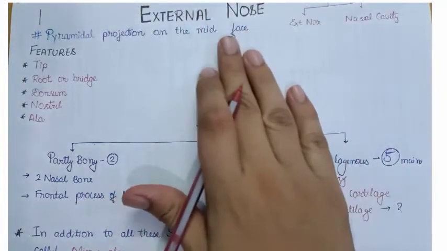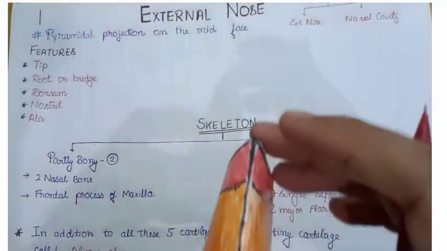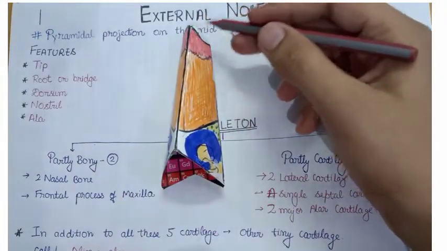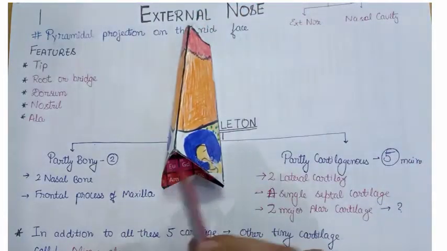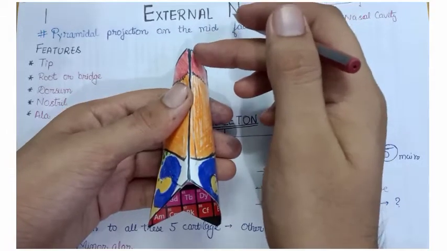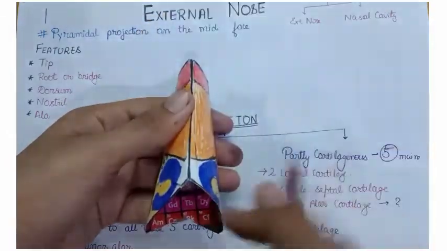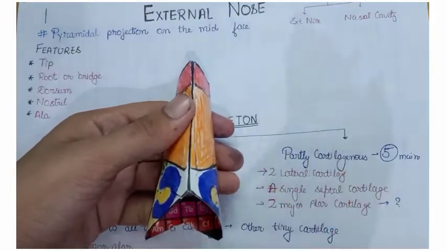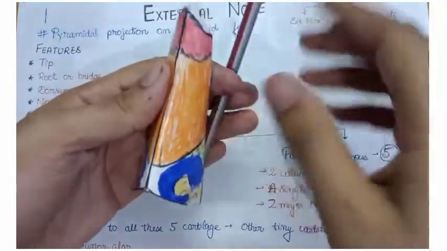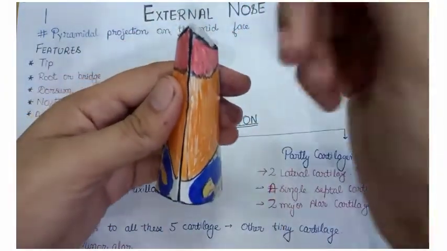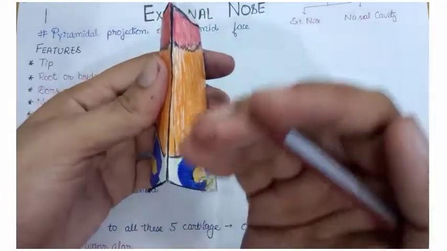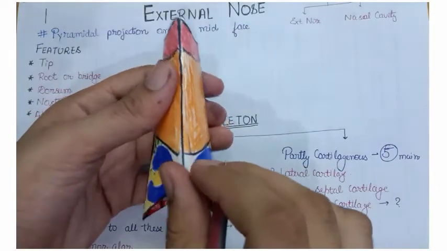Suppose the plane of the paper is the plane of your face and the nose is present on your face like this. This is the root or the bridge, and this is the tip of the nose. This fixed portion on the upper part is the root or the bridge, and this free part is called the tip. Because the nose is present on your face vertically, this is the more superior portion and the tip is present a little inferiorly.